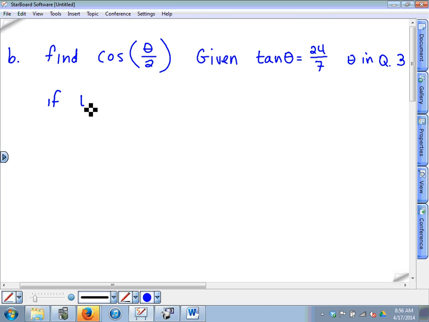So first of all, if tangent of theta is equal to 24/7, what was the cosine of theta? 7/25. I would have to disagree with that. There we go, I agree with that. It's negative 7/25, because theta is in quadrant 3, and cosine has to be negative in quadrant 3. So we know what the cosine is. Yes, Trent was right.